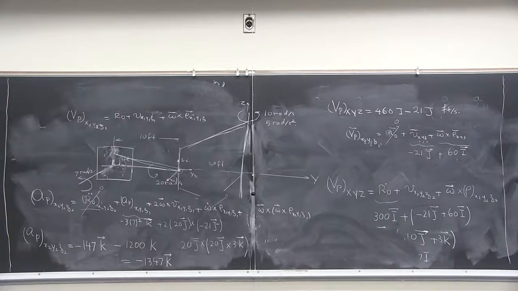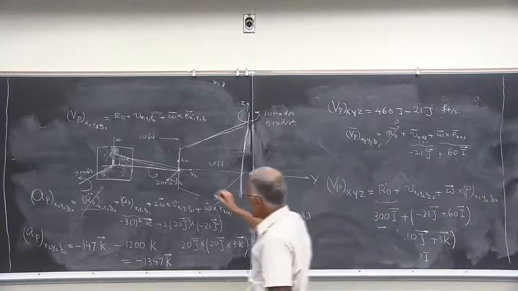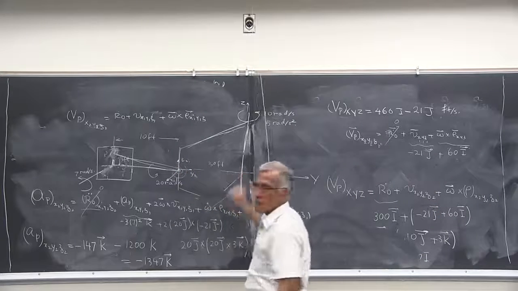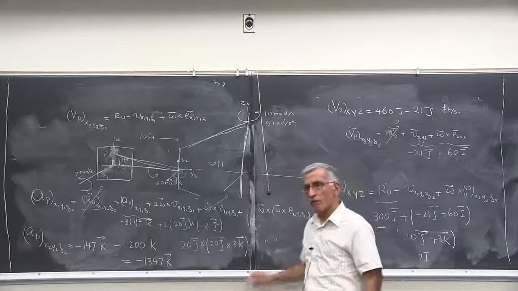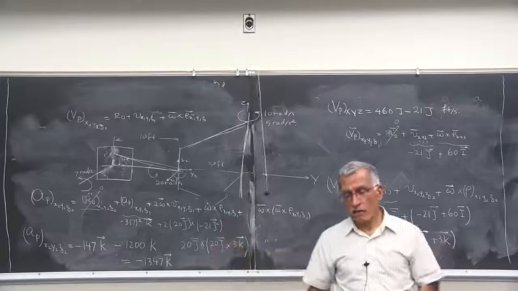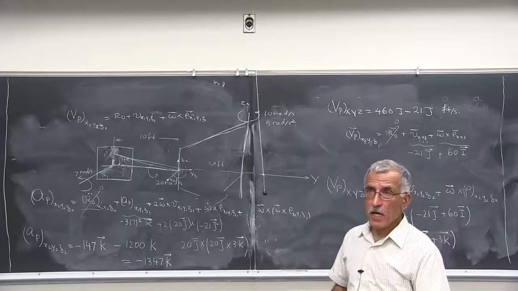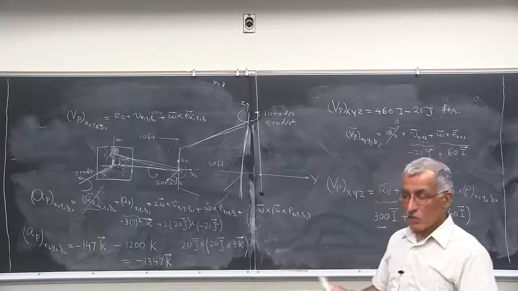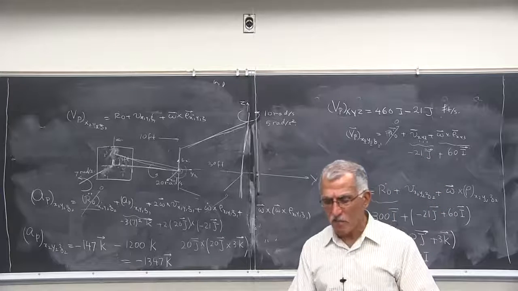So this is acceleration of point P with respect to x2, y2, z2. Now we have to go from this to this. Why don't we stop here and we do it next time? Go through the velocity, make sure you understand the velocity part, because we are going to have this kind, and then we solve some more problems.